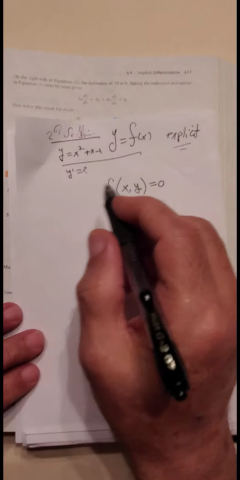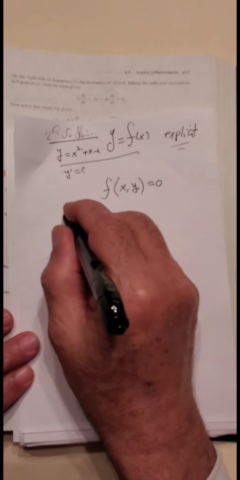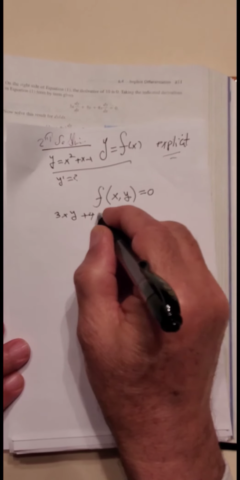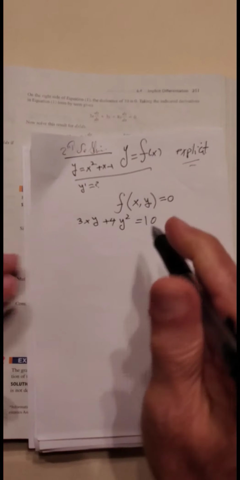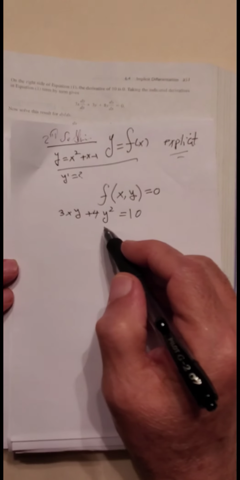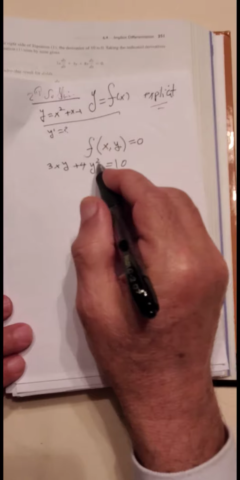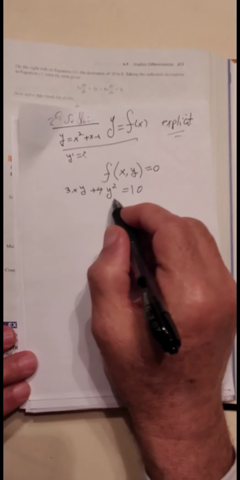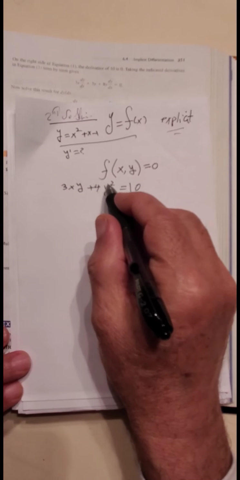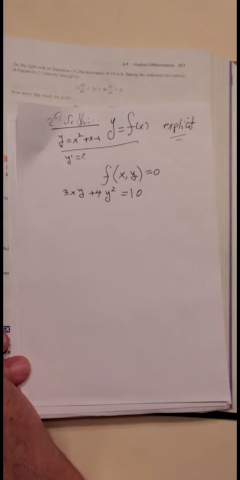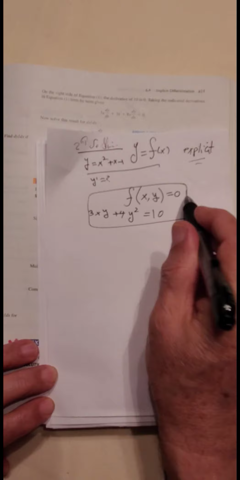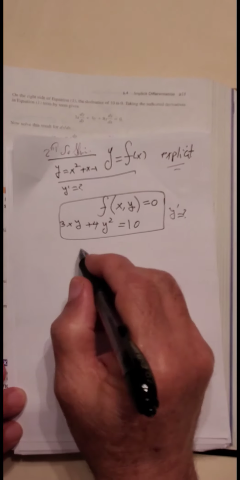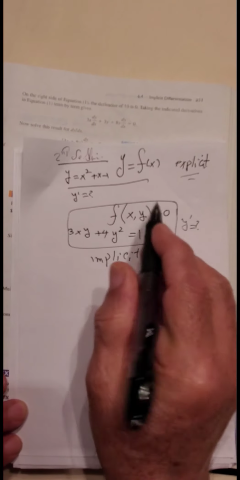But here I can give you an example from the book, for instance, 3xy plus 4y squared is equal to 10. As you see, x and y are together and you cannot separate them. You cannot solve this for y. Sometimes it's even harder than this. If the power is more than 2, like 3, 4, 5, then it would be even more complicated to change your implicit form into the explicit form. So this is what we use to find y prime. It's called implicit differentiation. So implicit versus explicit.